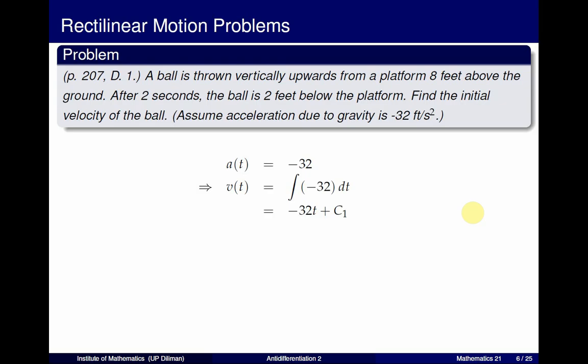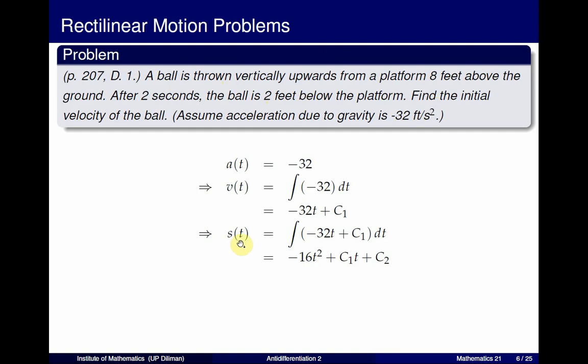Now let's also get the position function. The position function is obtained by integrating the velocity function. So s of t, the position function, is the integral of negative 32t plus c1 dt. And you know how to integrate this as well. This is just negative 16t squared plus c1t plus c2. But we want to find the initial velocity, so we need to find c1. But what are we given here? We're given positions. The initial position is 8. And then after 2 seconds, the position is 2 feet below the platform, which is 8 feet above the ground. So the position will be 6.